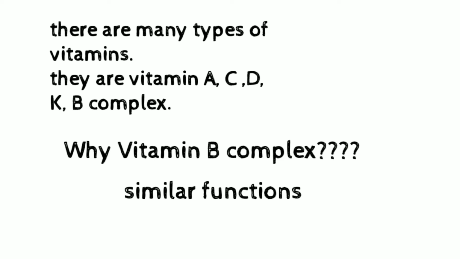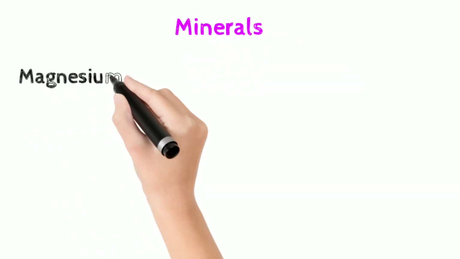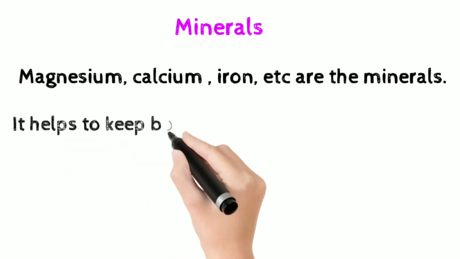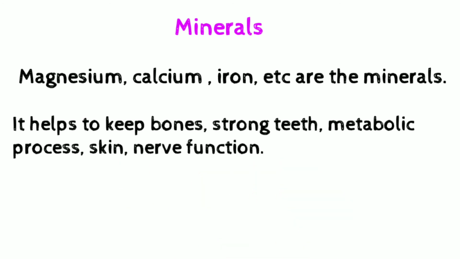That is minerals. You may be confused about what a mineral is. Mineral is a compound name again. Magnesium, calcium, iron, etc. All these together form minerals. Minerals are present in our body. This is also a very important part of the nutrients. It helps to keep our bones and teeth strong. It is also very important for our skin, nerve functions, and metabolic processes.